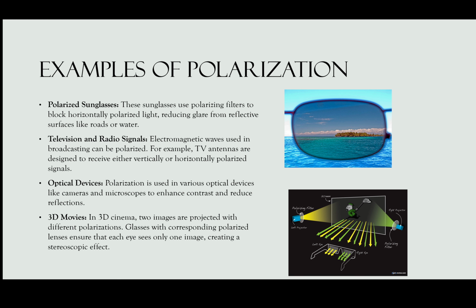We actually polarize to emit information through TV antennas and radio signals. We don't want all of the waves of light to be interacting with these devices, so we polarize them. Broadcasting can be polarized. For example, TV antennas are designed to receive either vertically or horizontally polarized signals. Those are the only ones that they will accept.